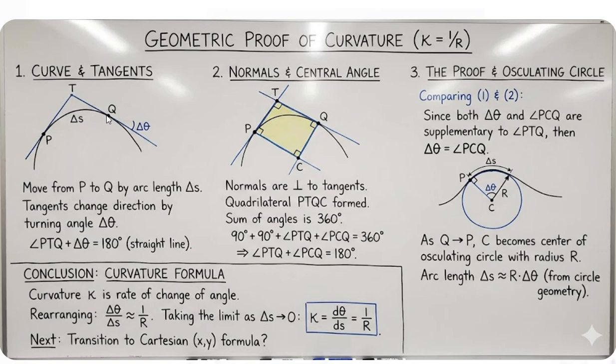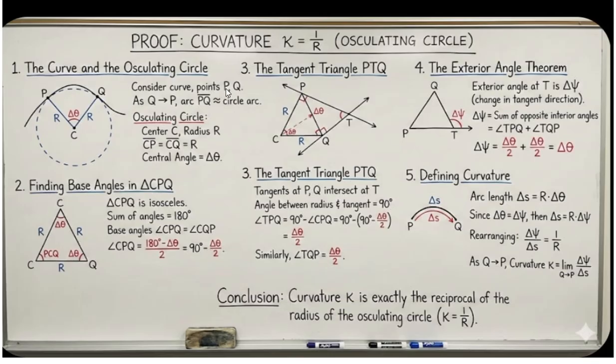But what happens whenever Q tends to P here? The part of the curve becomes, I can say, part of a circle. What I want to say is that, see here, whenever Q tends to P, this arc, this part of the curve, becomes part of the circle. The circle which approximates the part of the curve is called the osculating circle.